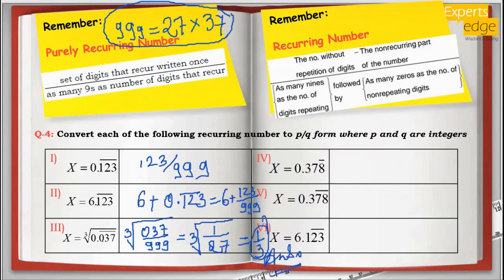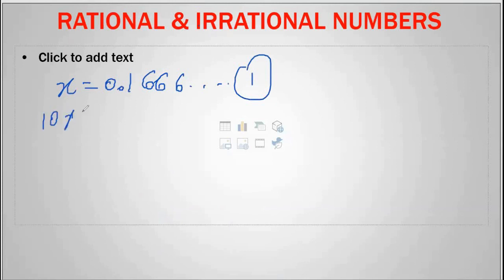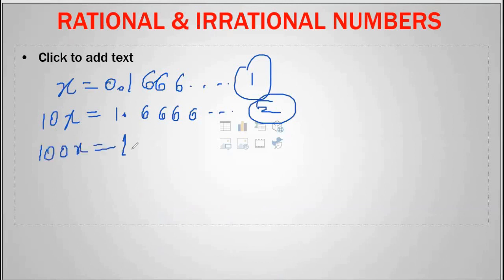So I hope the concept of this purely recurring number is clear. Now moving on to not purely recurring numbers. If I say some number, 0.1666..., I'll multiply the equation with 10 again. So this comes out to be 10x = 1.6666. The decimal part has not become the same, so I'll multiply again with 10. So it will be 100x = 16.666.